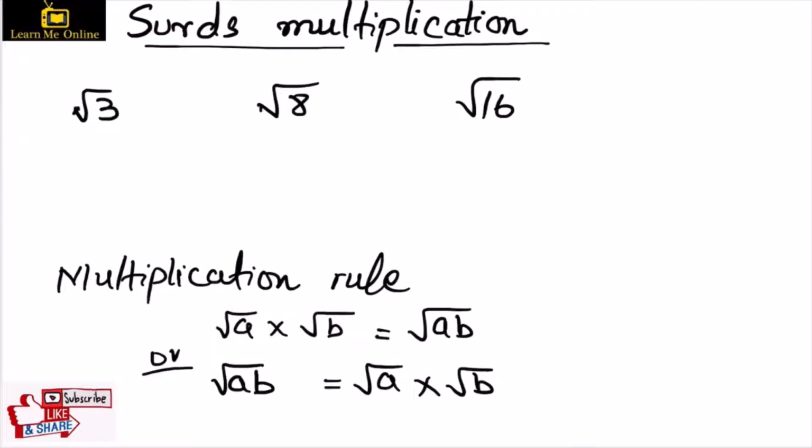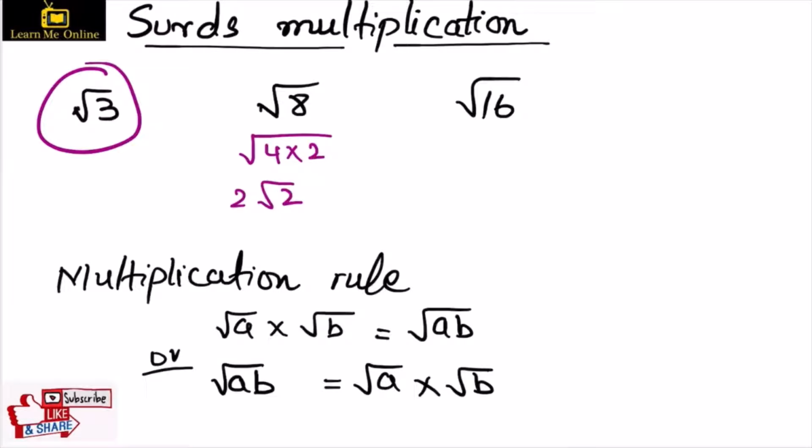Because we cannot rewrite 3 as a multiple of any square numbers, we're going to keep it the same, and we cannot do anything with this root 3, so I'm just going to leave it for now. The next number is the square root of 8. Root 8 can be written as 4 times 2, which can be simplified as 2 root 2. Now the last number, square root 16. Because 16 is a square number, it can be simplified into a whole number, which is 4.